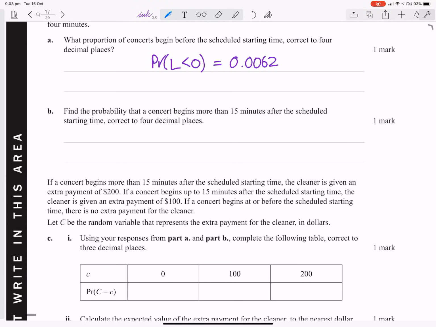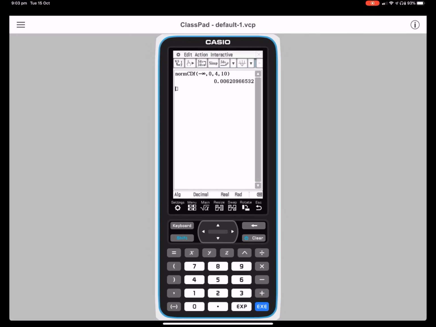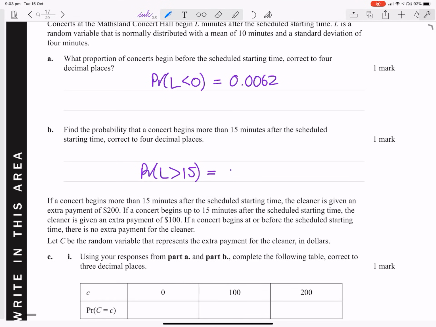Find the probability a concert begins more than 15 minutes after the scheduled starting time, correct to 4 decimal places. So the probability that L is greater than 15. Actually, they're probably going to make us use that later in the question, although they might not, I don't know. So 15 to infinity, 0.1056.